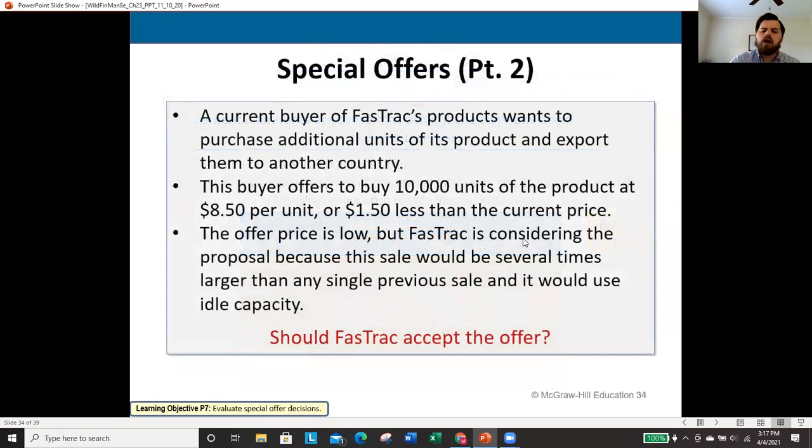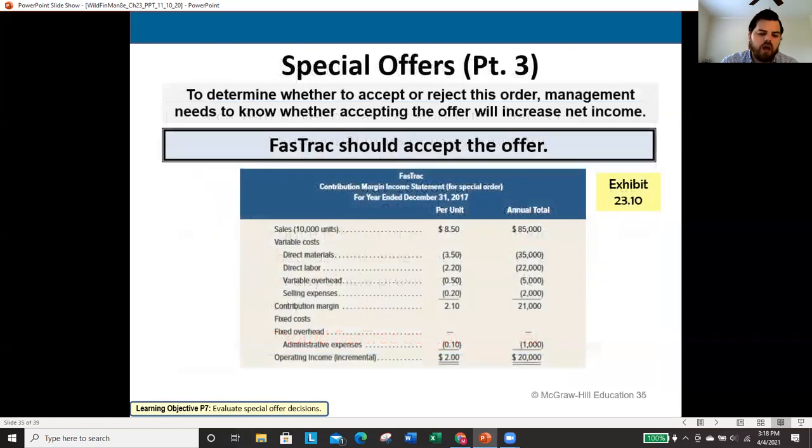Now, in this case, we'll see that the current buyer of Fast Track's products wants to purchase additional units of its products and export them to another country. The buyer offers to buy 10,000 units of product, but notice at $8.50 per unit, or $1.50 less than the current price. So the offer is incredibly low, but we are considering this because it would be several times larger than any single previous sale, and we currently have idle capacity. So should we accept the offer?